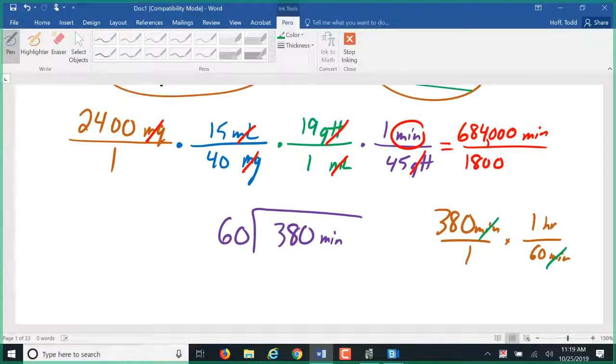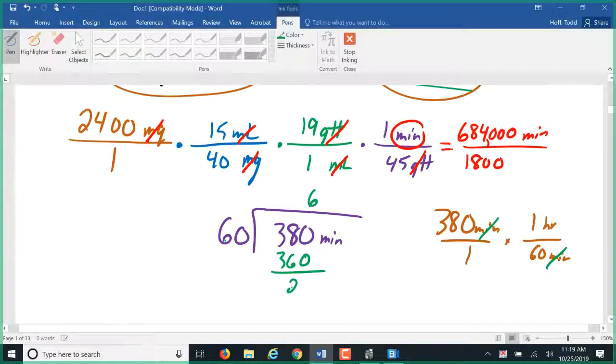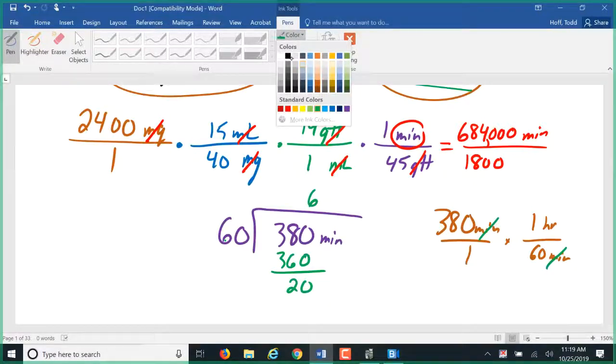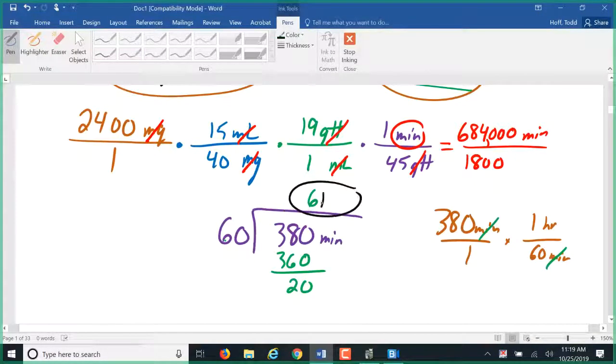So in order to figure that out in hours and minutes, I take my 380 minutes divided by 60. It goes in there 6 times. 6 times 60 is 360, left with 20. The number up here is the whole hours. That's 6 hours. The number down here, the remainder, is the remaining minutes. So that 380 minutes is 6 hours and 20 minutes.